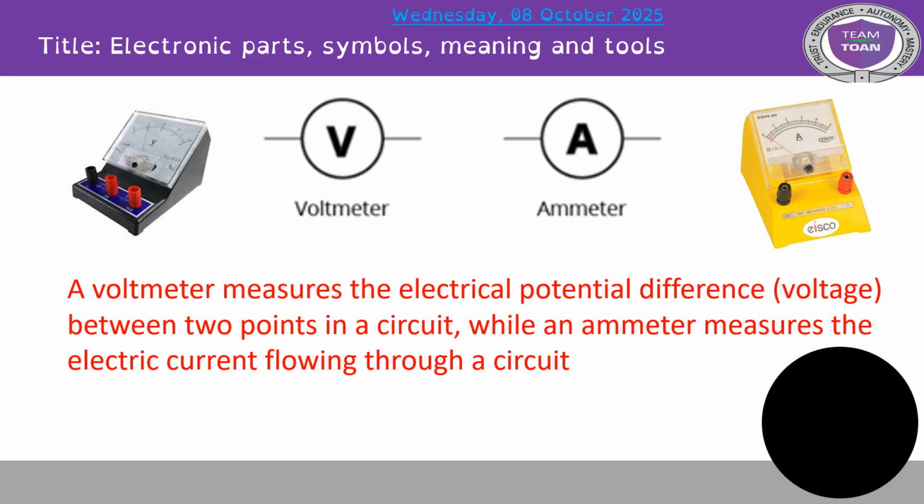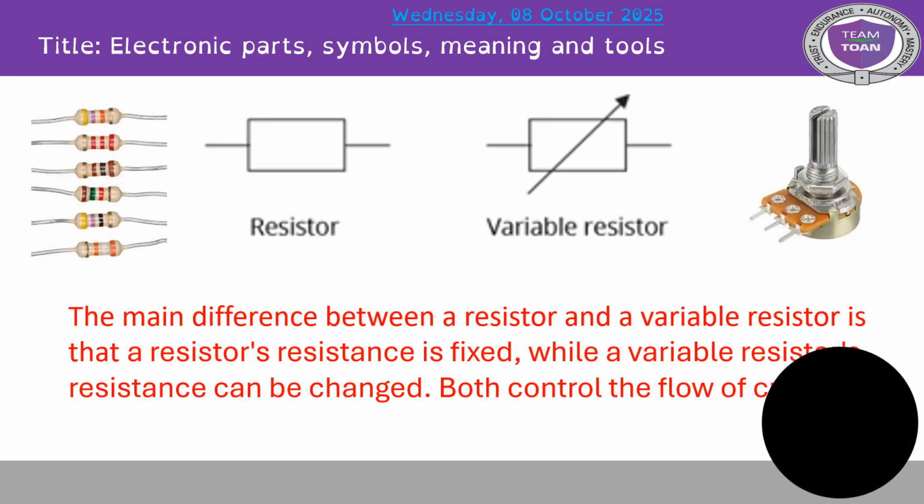We've also got the voltmeter, ammeter. Please look at the symbols that we've got there. So a voltmeter measures the voltage, and the ammeter measures the electric current flowing through the circuit. Next here we've got the resistor and variable resistor. We have spoken about these in a previous video and in all previous lessons.